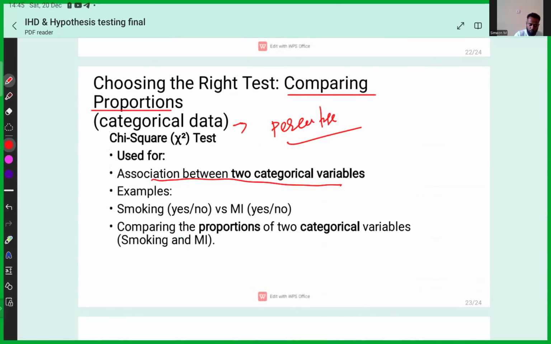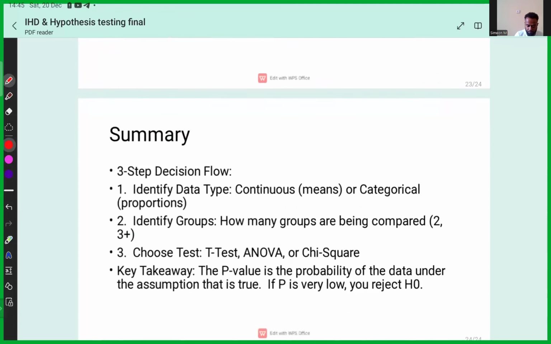So what is the right test for comparing proportions? Proportions are categorical data. We use the chi-square test. Let's say we are looking at the association between smoking and myocardial infarction. The answers will be yes or no. That means this percentage of smokers have myocardial infarction. So it is reported in proportions or percentages. We are using categorical data.